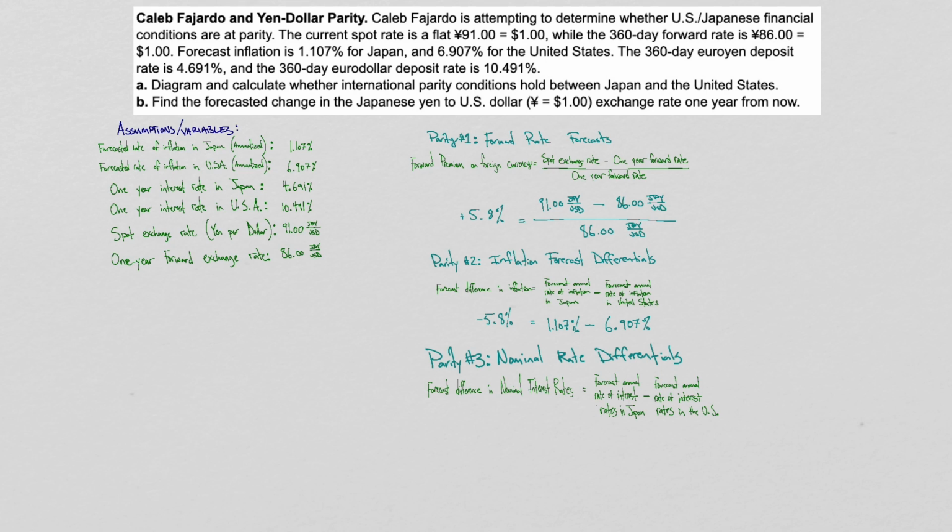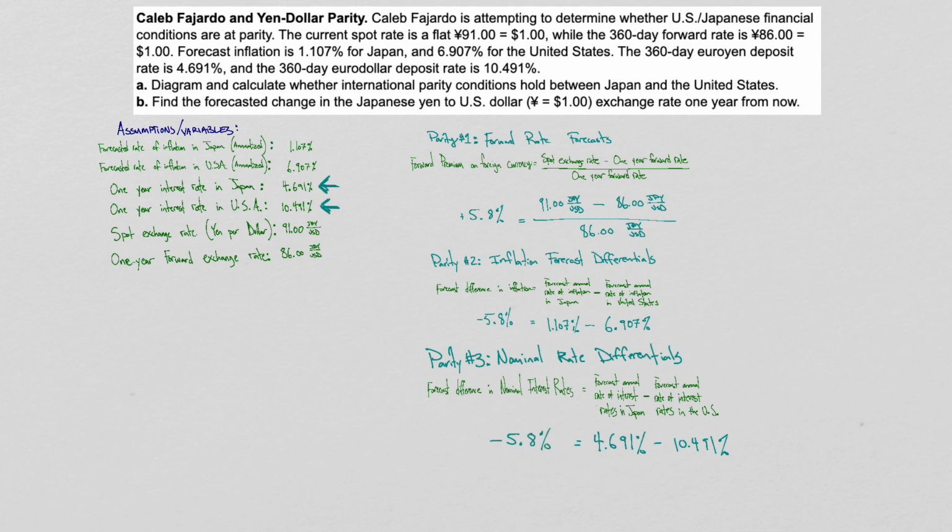The last bit of data, these interest rates. So we've got 1-year interest rates in Japan and 1-year interest rates in the US. So let us slide those in. 4.691% for Japan and 10.491% for the US, 1-year rates. And that interest rate differential is, lo and behold, also minus 5.8%.